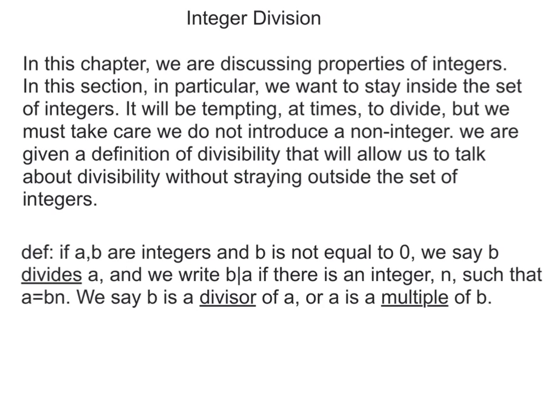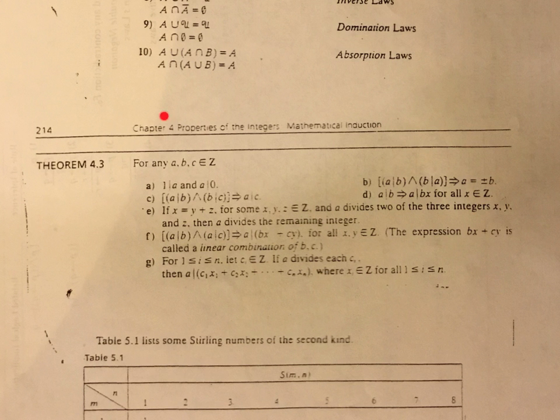So our definition says, if a and b are integers and b is not equal to 0, we say b divides a, and we write b divides a, if there is an integer n such that a equals b times n. We say b is a divisor of a, or a is a multiple of b. We also looked at theorem 4.3 on your handout, and this is where we will start today.